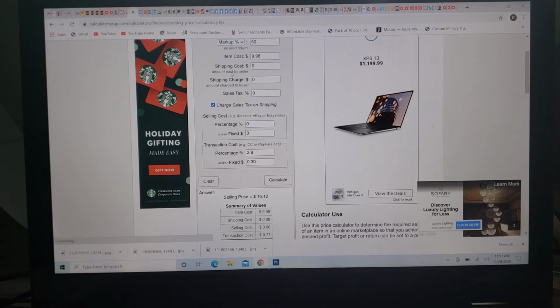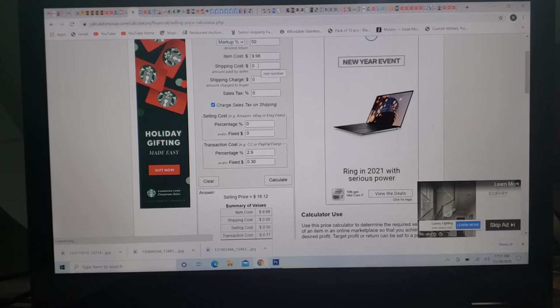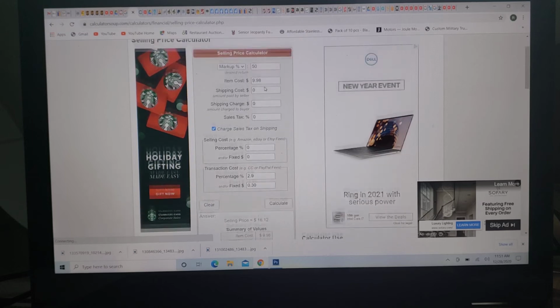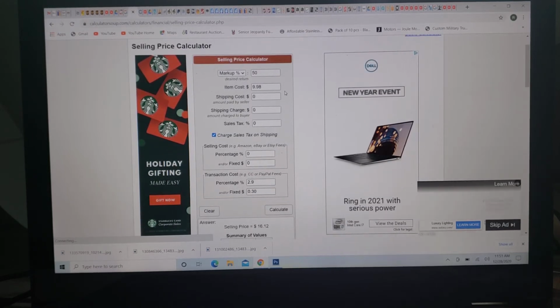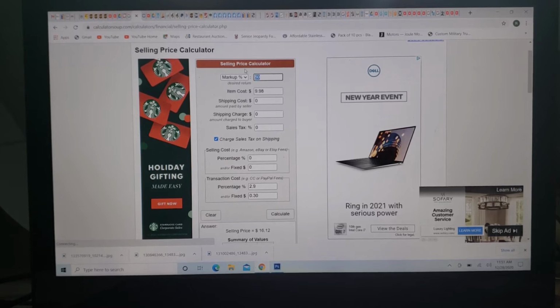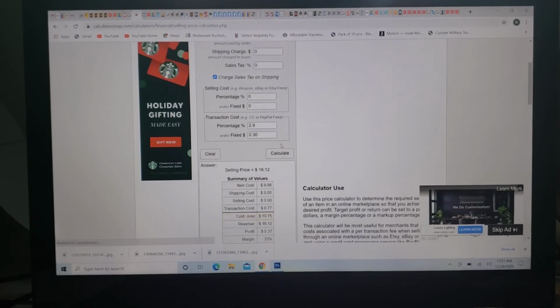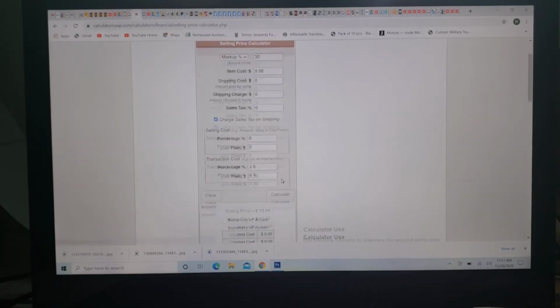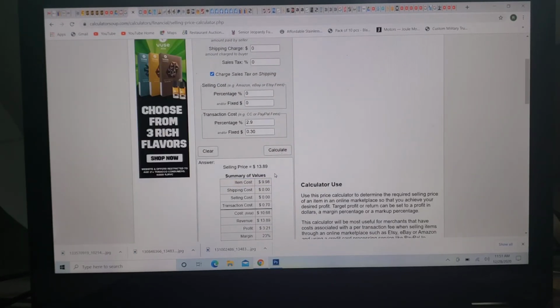We have shipping fees. We have shipping cost. So that's the thing, like where this helps out a lot. Because you might say, okay, hey, we're going to do a 30% markup on something. So 30% of the $9.98 is going to be $13.89.